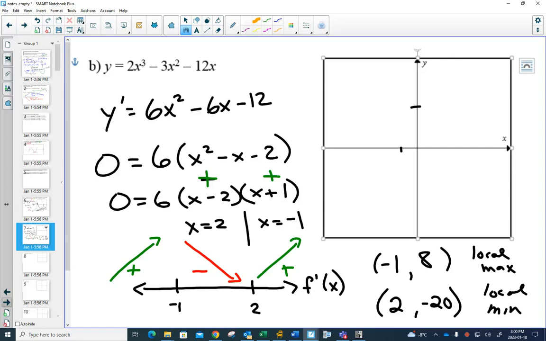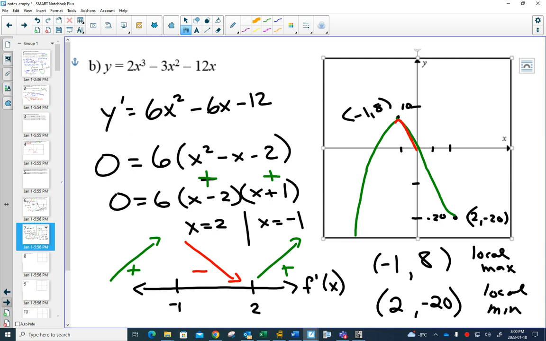I will put 10 there and estimate -1 comma 8 to be there. That way, when I go my scale to -20, 1, 2, I can label 2 comma -20 that way. And what we have is we know that our graph has to be increasing to this point, decreasing in between, oh, I want to do that red, there we go, and increasing after.